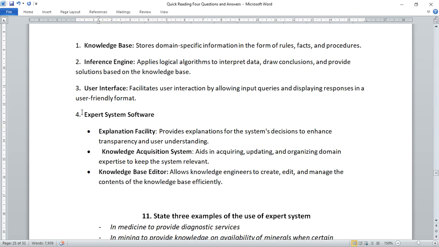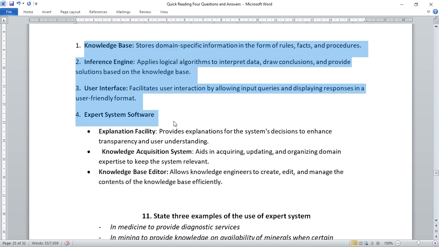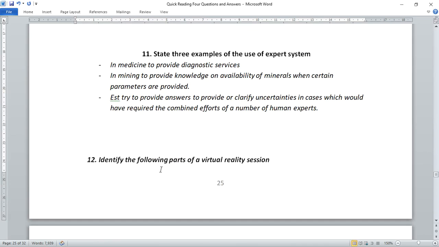Then, the expert system cannot operate if it doesn't have software. Expert system software has the following parts. That is the explanation facility. It has the knowledge acquisition system and also the knowledge base editor. For now, for your level, just have this. But this one is an addition for content.